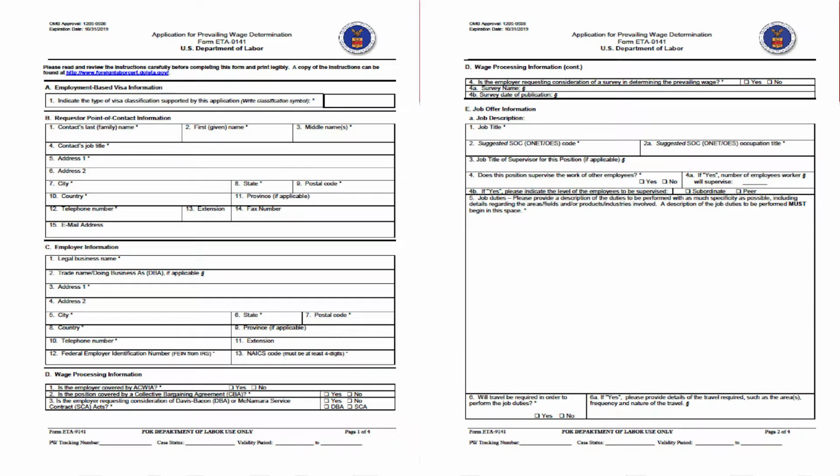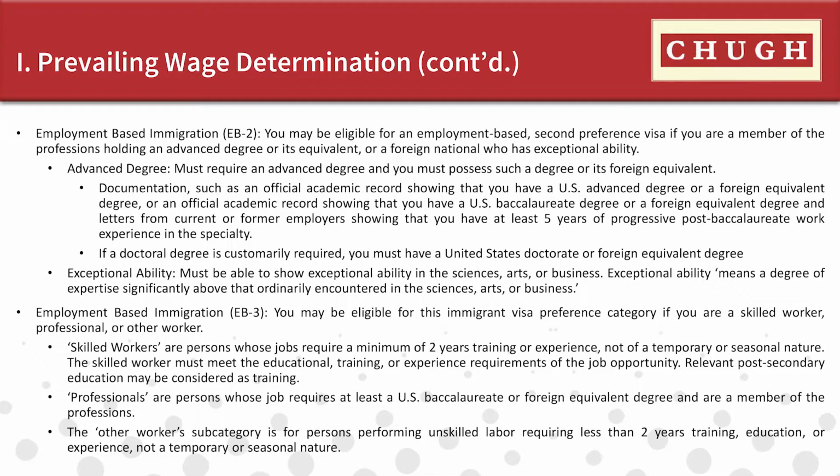So this is just a sample of what a prevailing wage determination looks like. They're fairly simple. The first page is really just employer or petitioner information, as well as attorney information if the attorney is the one submitting the prevailing wage determination once it's determined.